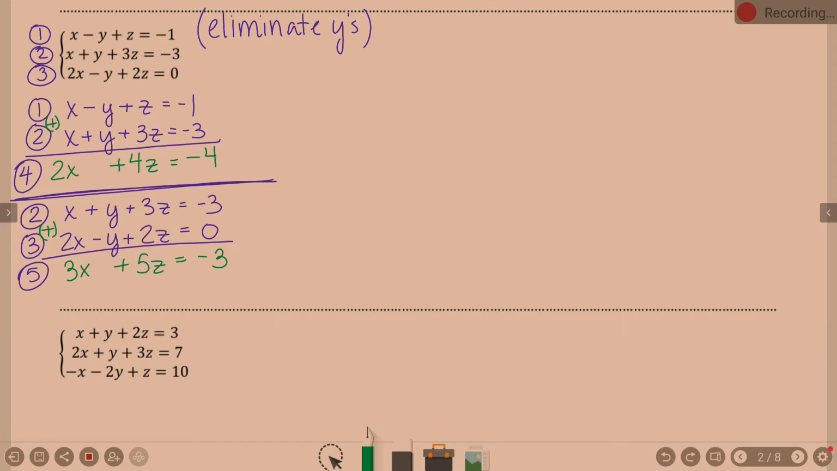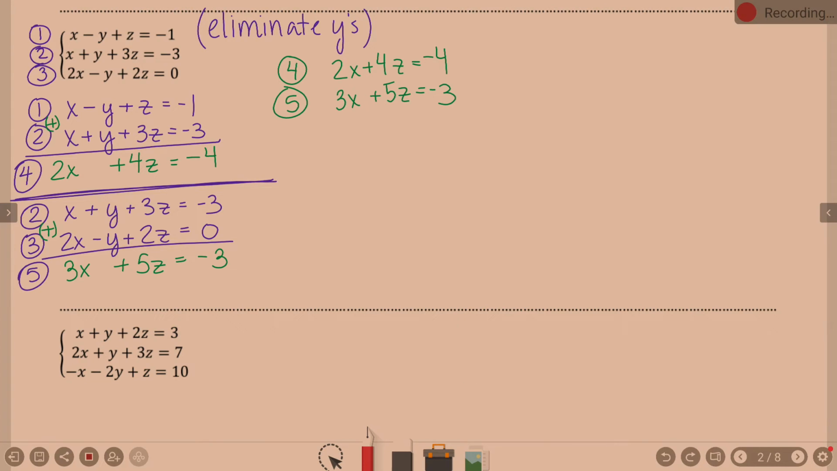So, let's grab equations 4 and 5, and we're going to rewrite them and look at them. So I'm going to rewrite equation 4 over here. 2x, whoops, plus 4z equals negative 4. And I want equation 5 right below it. 3x plus 5z equals negative 3.